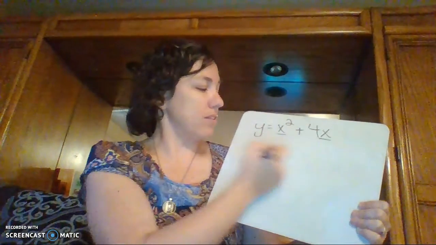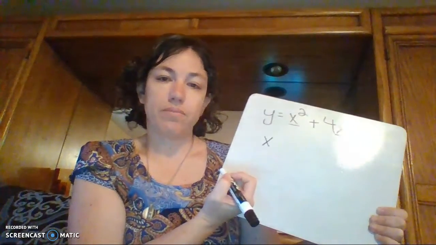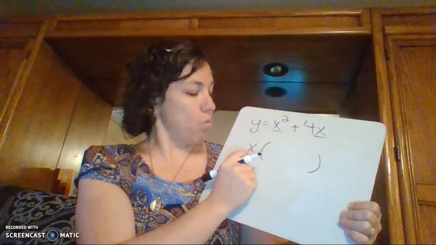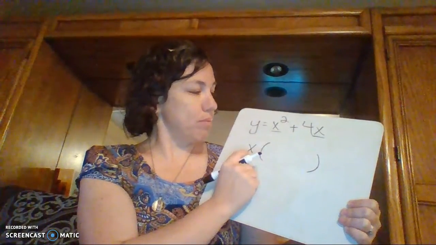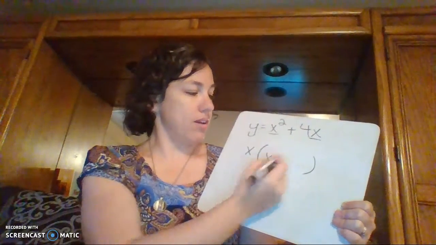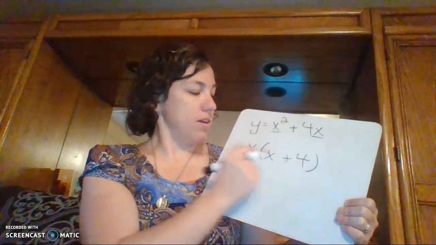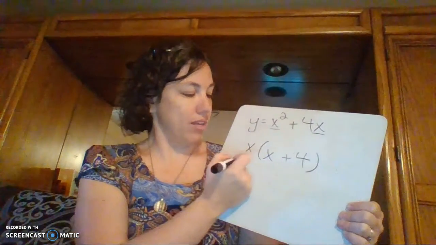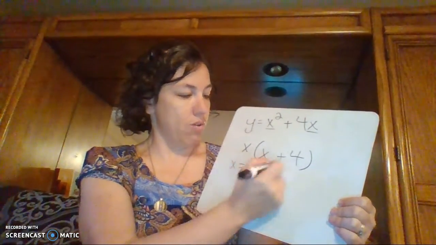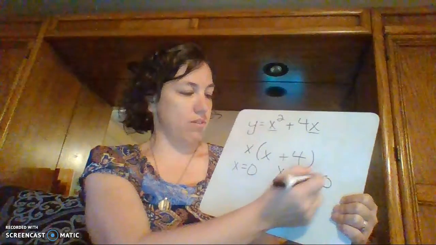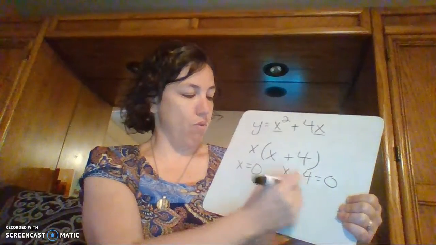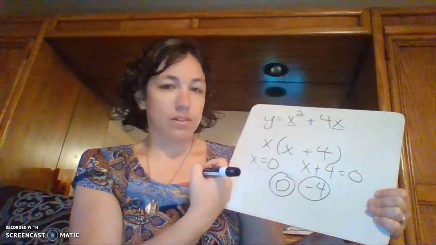They both have an x, so I can pull out an x. Then I'm putting in parentheses what would I be able to multiply by x to make that? Well, x times x is x squared, and 4 times x is 4x. So that's basically what I did, and I just simplified it. Now I set x equal to 0 and x plus 4 equal to 0. That would be 0 and -4 as my two answers.